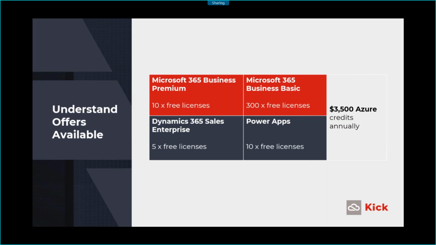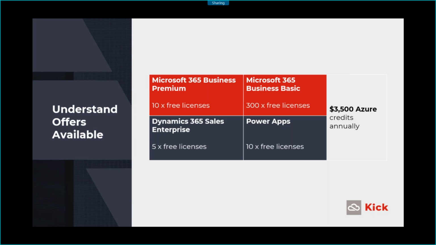Eligible nonprofits are also entitled to $3,500 US credit per annum towards your Azure spend. That's per annum, and that's really useful if you want to uplift a legacy server that's currently on premise, where you don't want to replace the hardware, or maybe it's a SQL database that you can just easily uplift into Azure and start to absorb these credits.